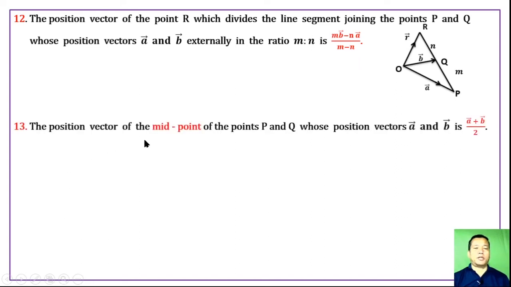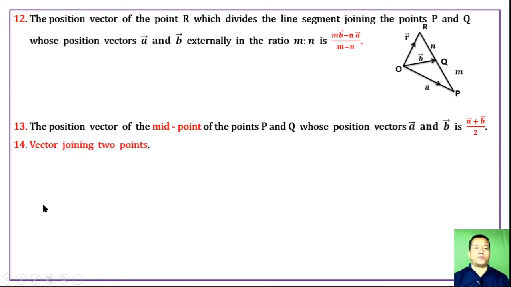The position vector of the midpoint of the points P and Q, whose position vectors are A vector and B vector, is A vector plus B vector by 2. P and Q position vectors are A vector and B vector, and the position vector of the midpoint is the sum of the two vectors divided by 2.